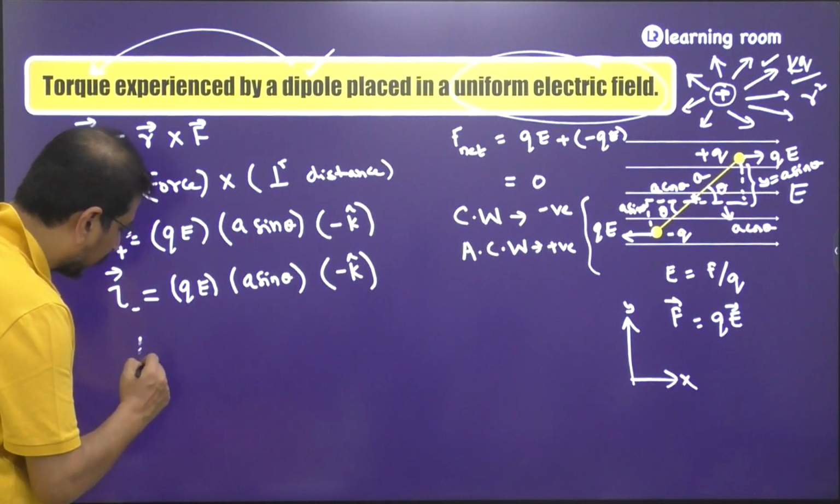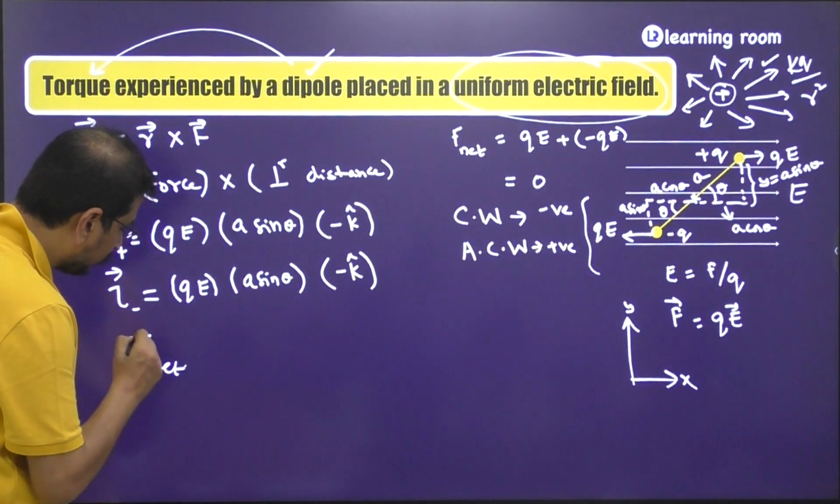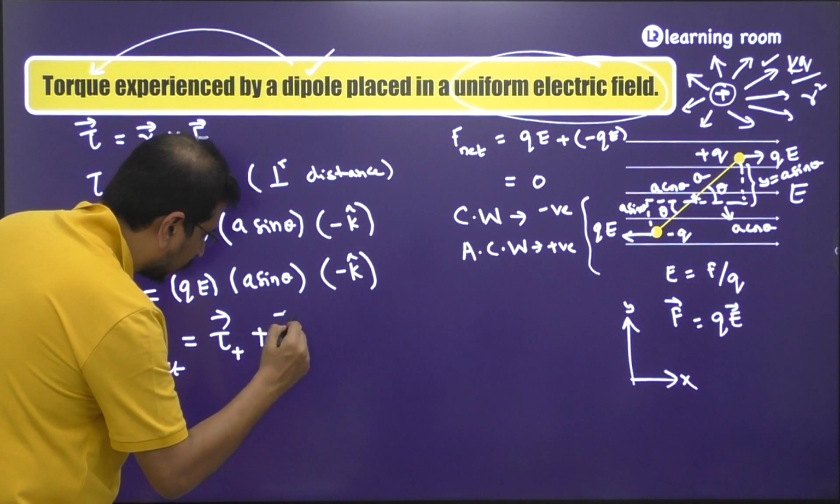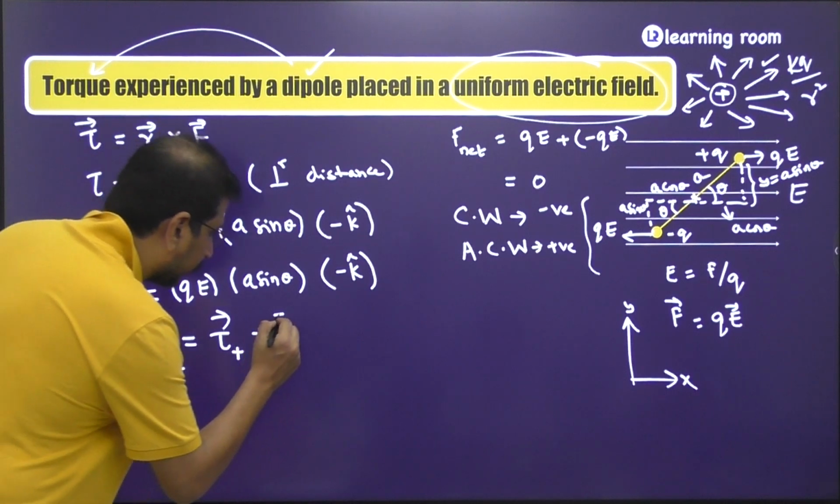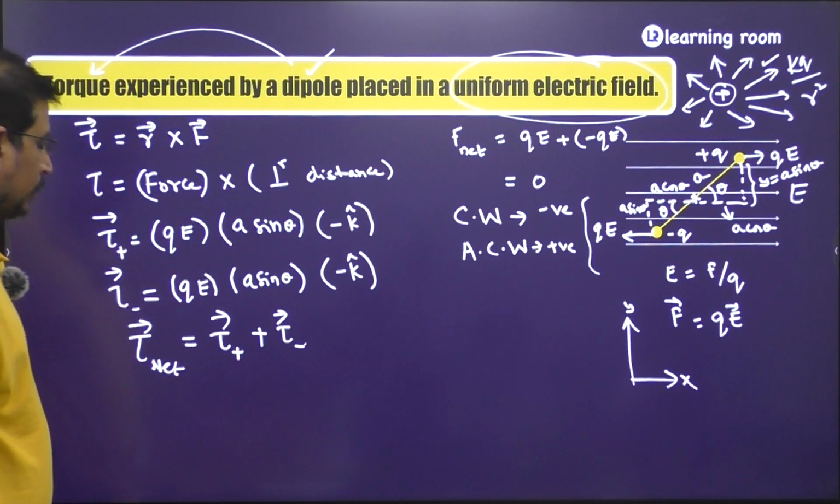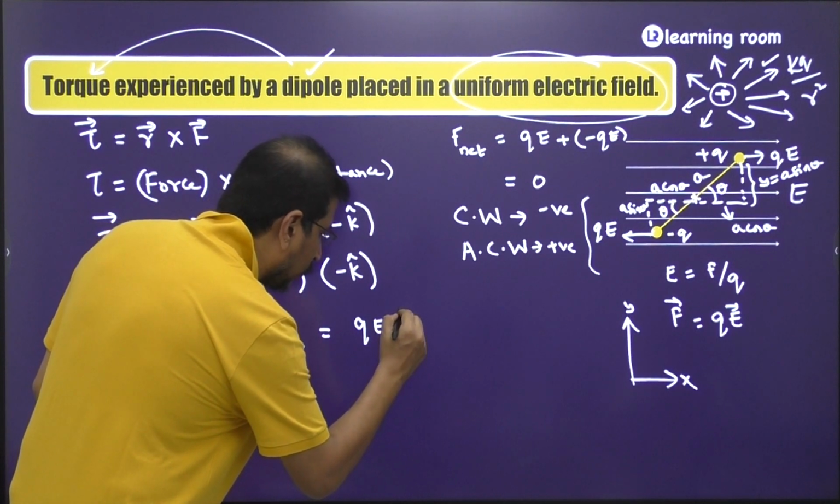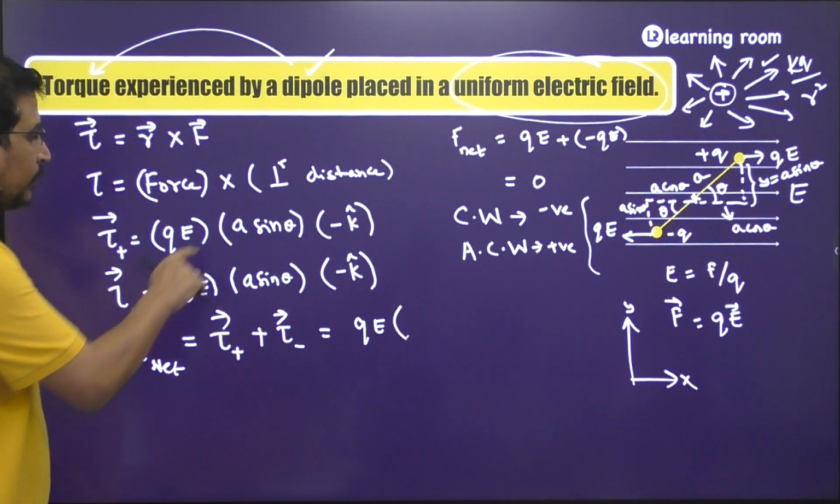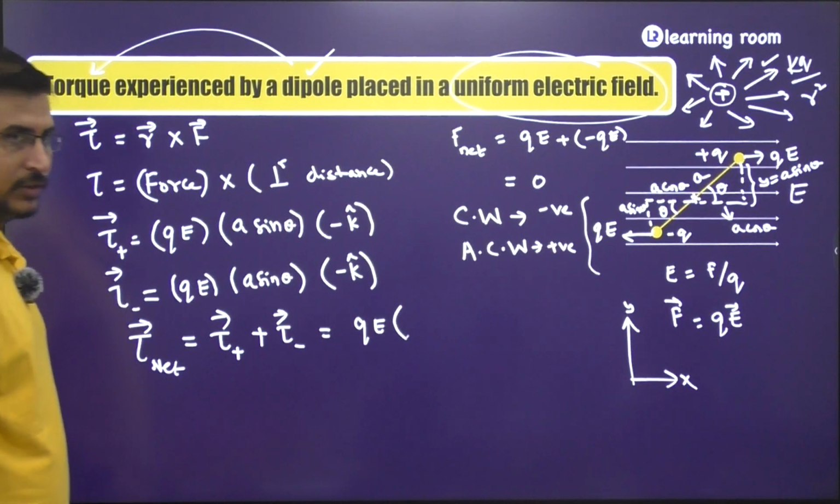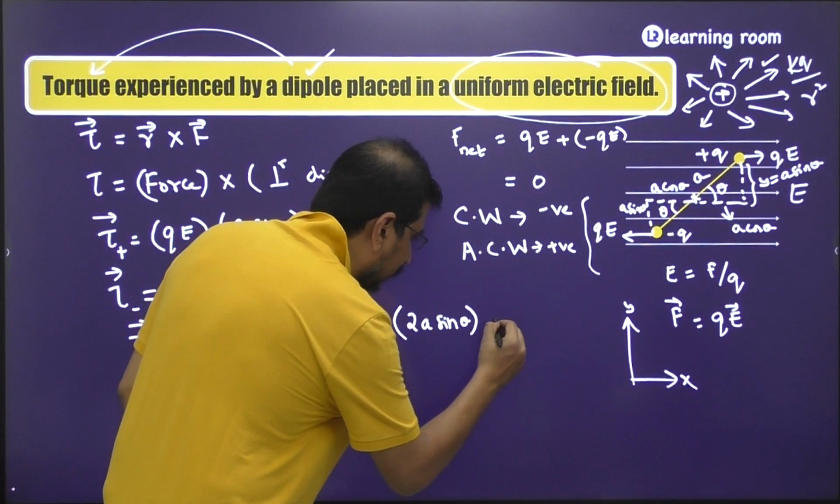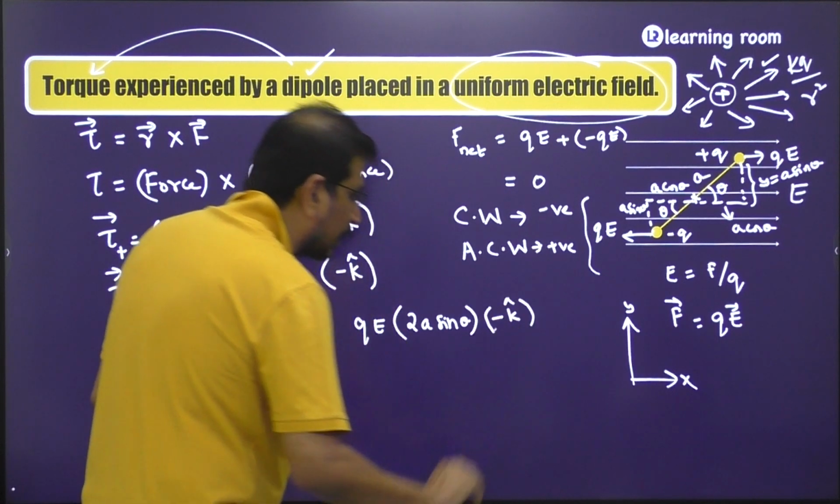So the net torque, when you write it, it is going to be the torque due to the positive charge plus the torque due to the negative charge. So what is the torque due to the positive charge and negative charge summing up to? It is QE into A sin theta plus A sin theta, which is going to be 2A sin theta, which is going to be in the negative direction of k cap.